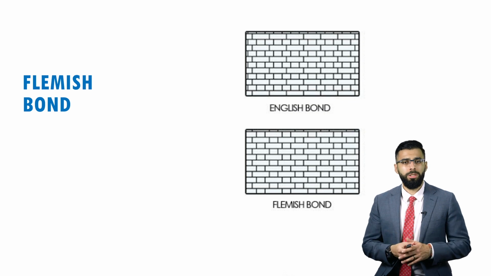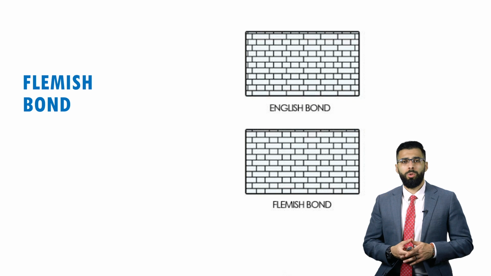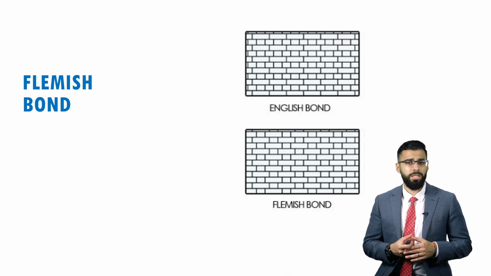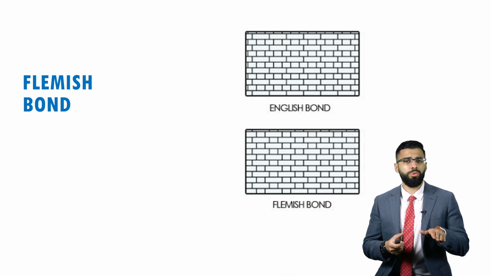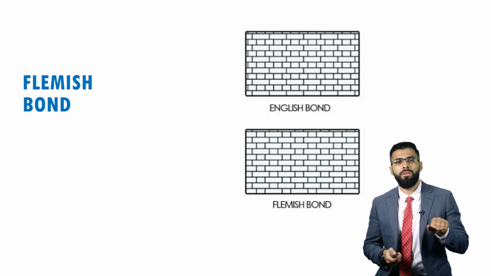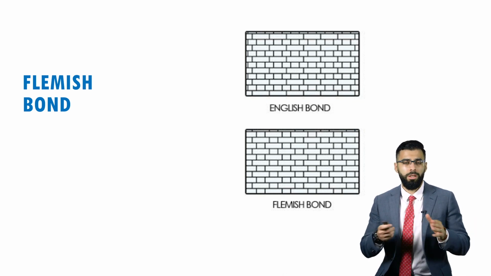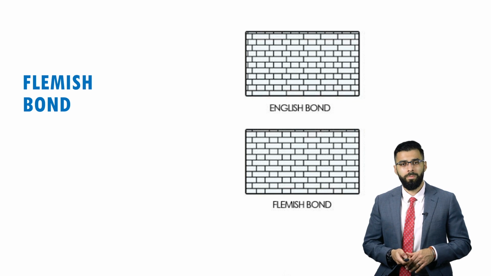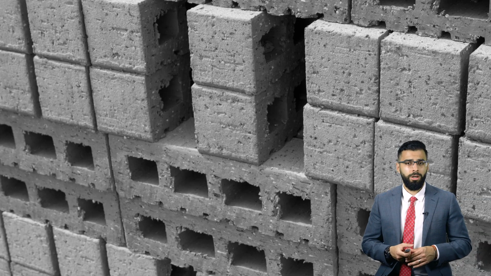Finally, the Flemish bond. This again is a pattern that you visibly see in a lot of masonry structures. And over here, each row is composed of a stretcher and then a header. So you have a stretcher, a header, a stretcher, a header, and so on for each individual row in the overall masonry structure.